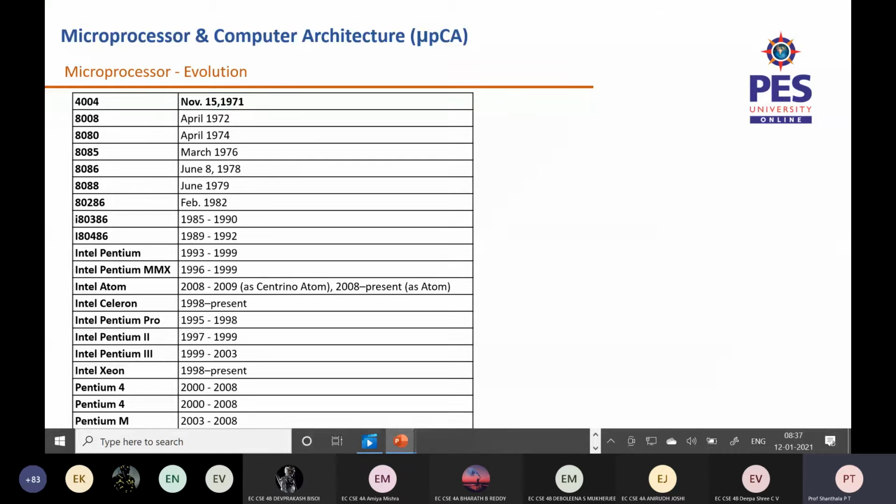So we need to see how we can reduce that cost also in the microprocessor. As the years go by, the evolution of the microprocessor also increases, and it also took part in how we can reduce the size of the transistors in that particular processor. So for every 2 years, the number of transistors inside the processor doubles.